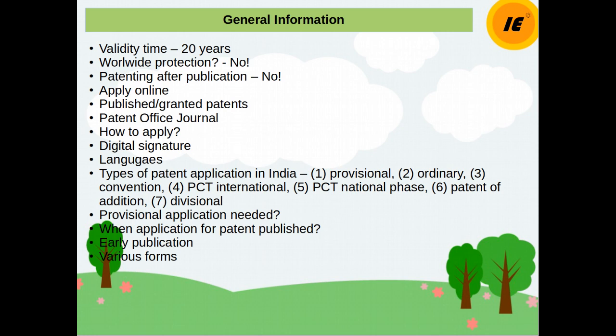Now, how can I apply for a patent? Very simple question. A patent application can be filed with the Indian Patent Office either with a provisional specification or with a complete specification, along with the fee as prescribed in Schedule 1.